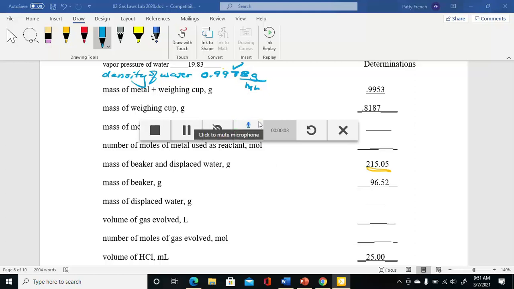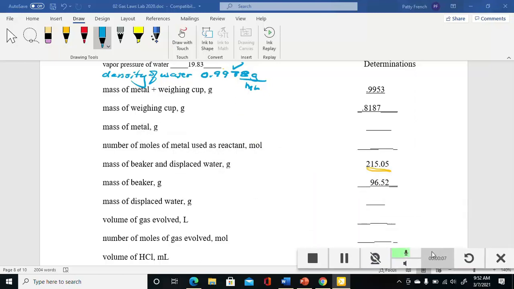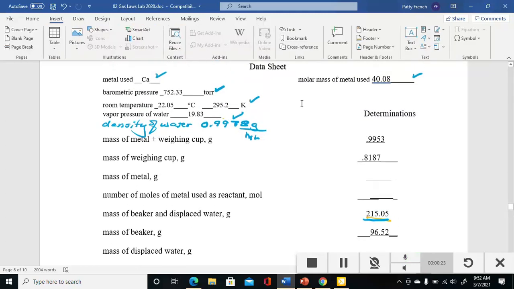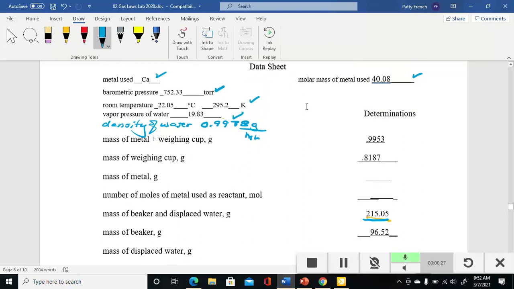Welcome back. We are going to finish up this gas laws lab that we've been working on. You did it in lab. You watched the lab done by Mr. Proetta, and now it's time for you to do the calculations.